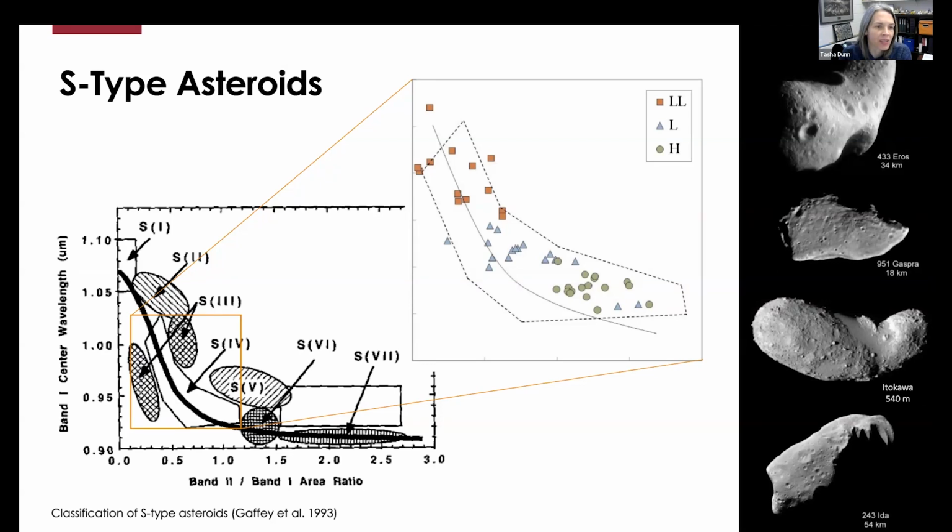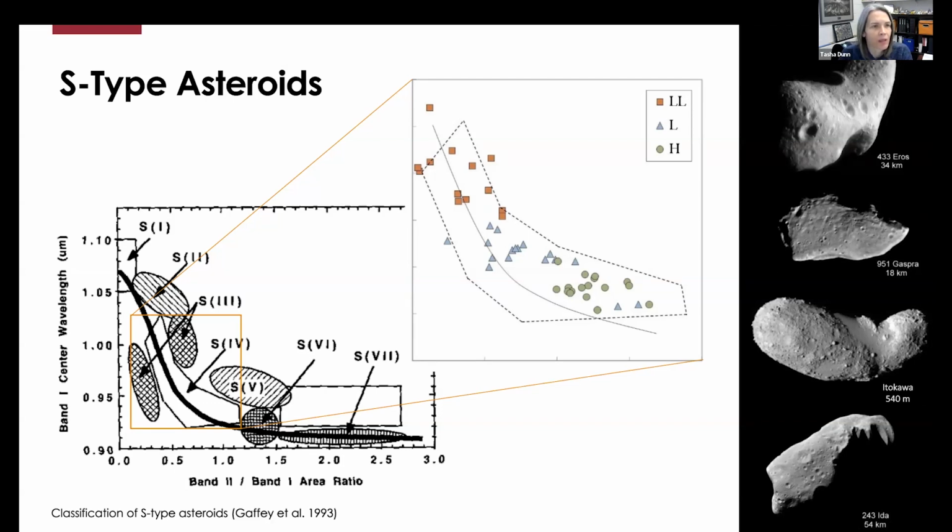And then they suggested that the S4 classification, which is this polygon shape here, has mineralogies that are consistent with the ordinary chondrites. And in the insert, you can see, this is again some data from Dunn et al. 2009 showing LL, L and H chondrite compositions, and they do, of course, plot in that specific area there. So they suggested that would be where we should look for sources of the ordinary chondrites.